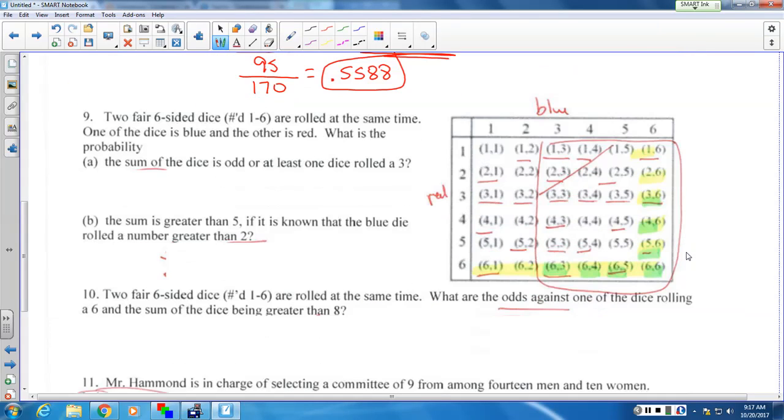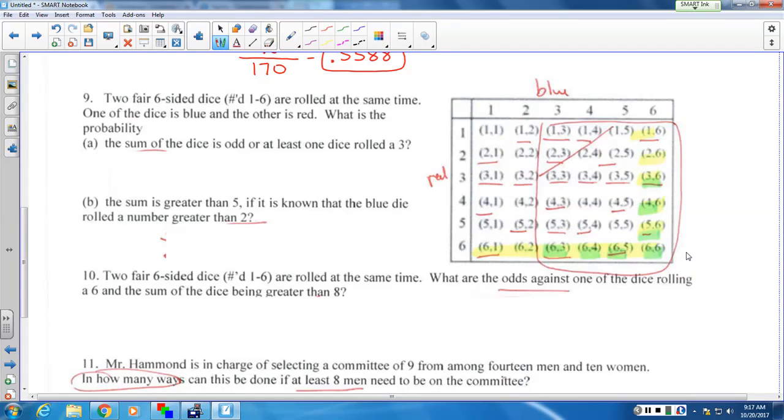Number 9 says 2 pairs of 6-sided dice are rolled. Instantly look at your dice chart, which will be provided for you. One of the dice is blue and the other is red, so I made one blue and one red. It doesn't matter which you made which.